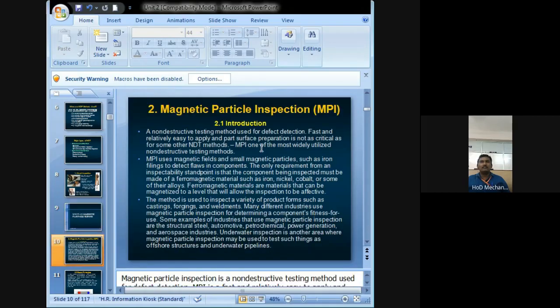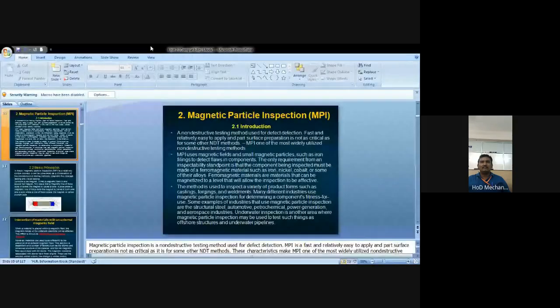So the first one is magnetic particle inspection. That means the testing is also called an inspection. So what is meant by that? The definition: magnetic particle inspection is one of the non-destructive testing methods, that means an NDT method. It is a non-destructive testing method used to detect defects in the testing specimen or composite.